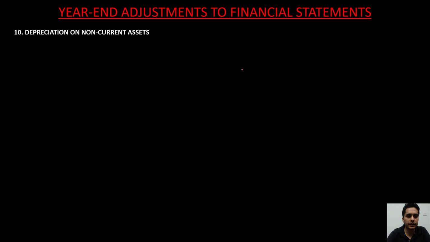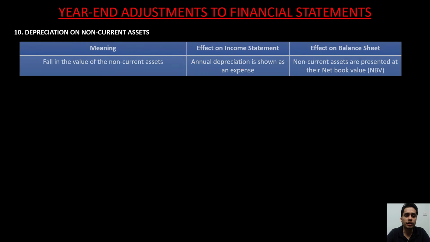Now our next adjustment is on depreciation on non-current assets. Detailed videos on depreciation have already been uploaded, where we've seen the methods of depreciation calculations and how to do accounting for depreciation. Here we're just going to see the treatment directly in the financial statements. What is depreciation? Depreciation is the fall in the value of an asset, especially a non-current asset. Now when the value of a non-current asset falls, it's a loss or an expense for the business, and hence the annual depreciation will be charged as an expense in the income statement.